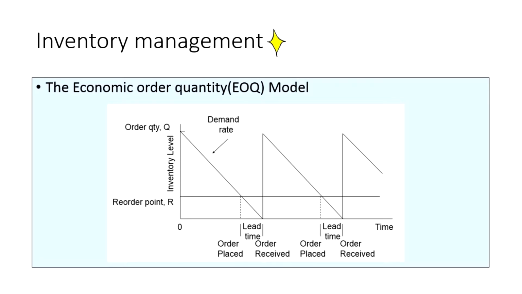And as time passes by, Q continuously decreases with the demand rate until it meets the point called reorder point. The company will order the product from the supplier with Q units and then wait for lead time to pass by. The quantity Q will be replaced at the same time as a zero inventory appears, and it keeps going on this loop.